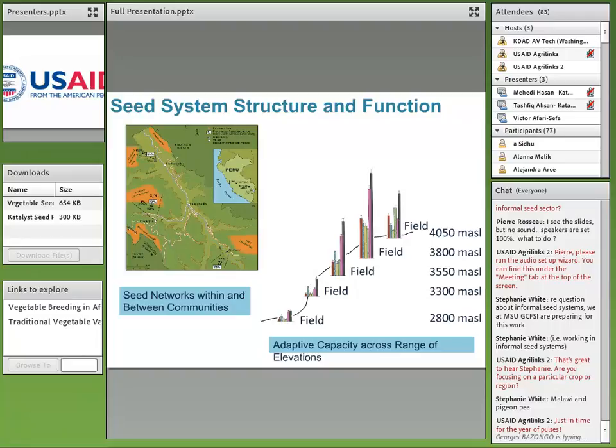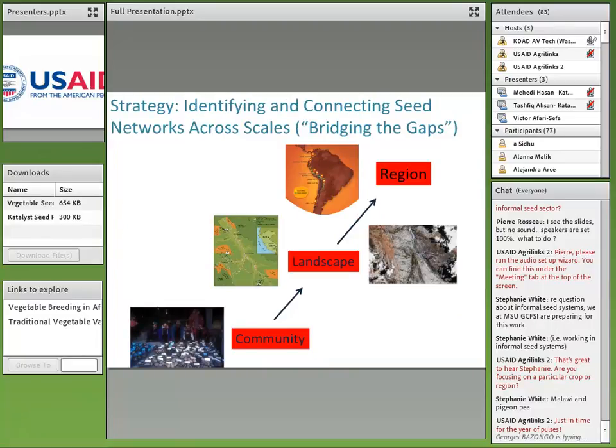So what's the strategy? What's a take-home that we can get out of this? I think the take-home here is the importance of identifying and connecting the networks across scale. It's not just about networks, it's about networks of networks. It's about how the networks connect. And informal seed sector knowledge right now has a huge opportunity, because most of what we've worked on is community and village level systems, and that's extremely important. There's lots of nice low-hanging fruit kinds of opportunities.